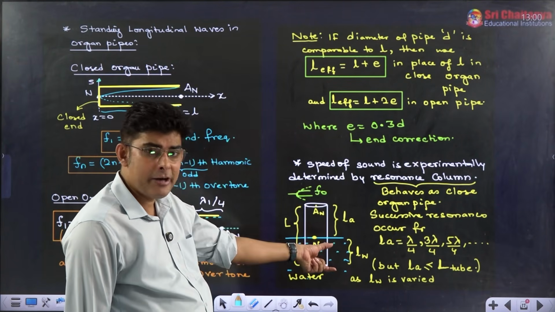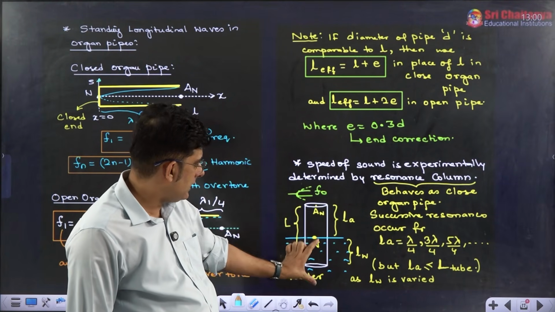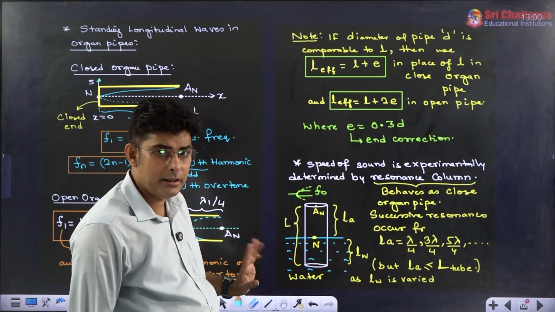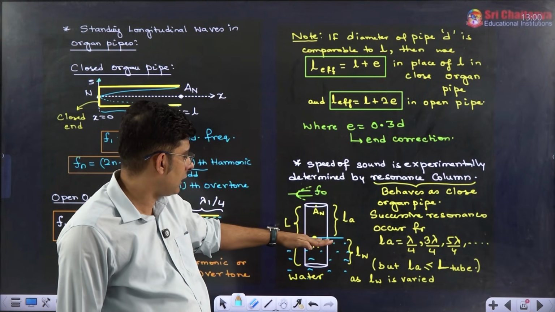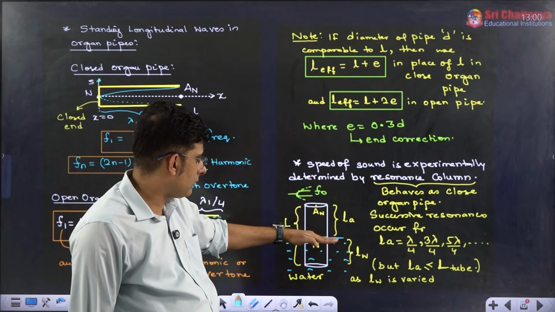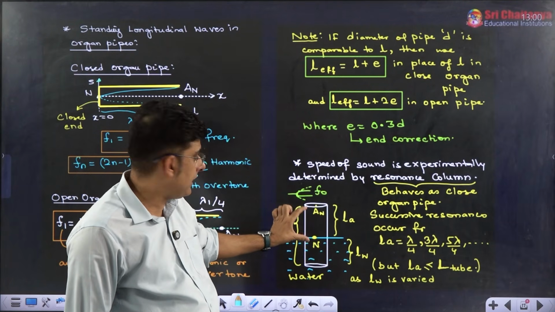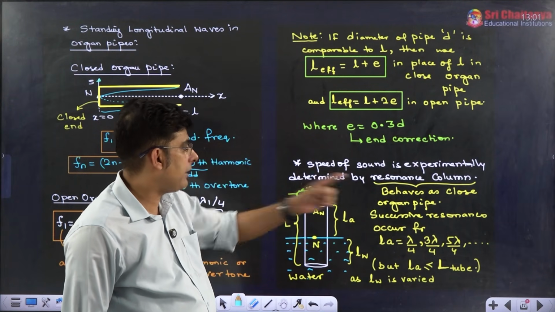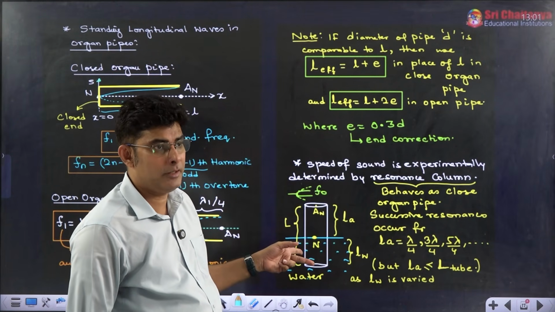The water level can be varied by dipping it up and down. Now you can see here an air column is formed, here a water column. Total length is capital L. We take this surface of water over here. It behaves like a closed end. So the upper part will behave like a closed organ pipe, and we bring a tuning fork and see successive resonances.